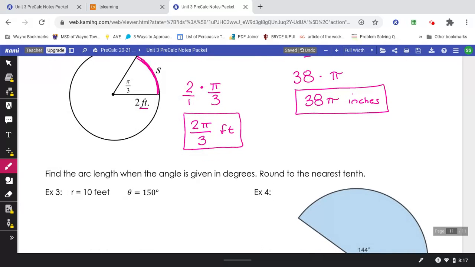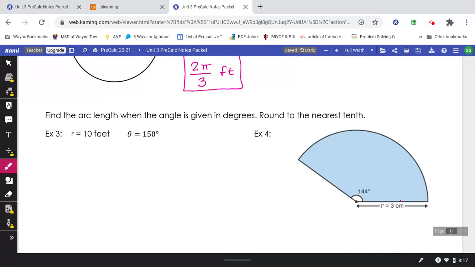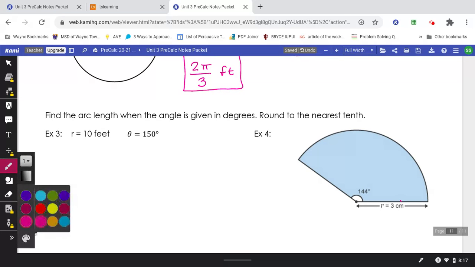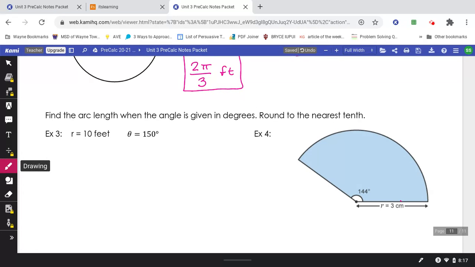For examples 3 and 4, find the arc length when the angle is given in degrees, round to the nearest tenth. So rounding to the nearest tenth means they're going to want us to put this into a decimal at the end. So we're going to do these slightly differently. We're going to have to take the 150 degrees and convert degrees to radians, which is what we did earlier this week.